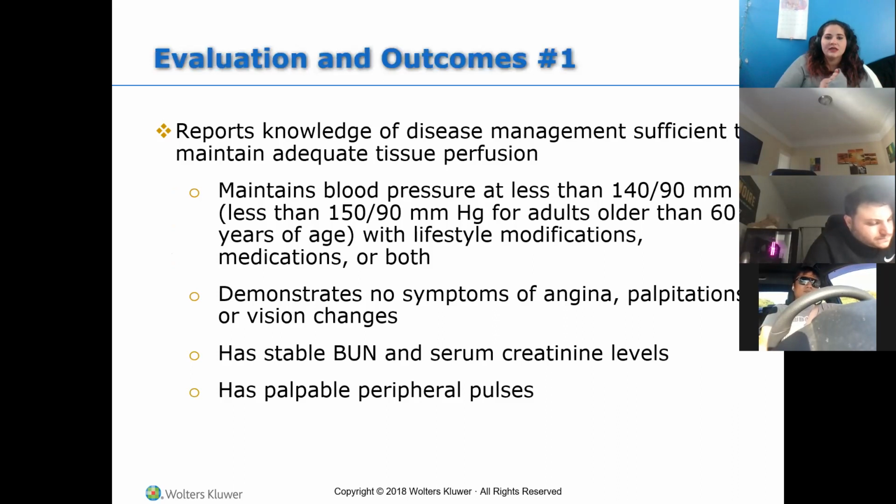Evaluation and outcomes. Reports knowledge of disease management sufficient to maintain adequate tissue perfusion. Maintains blood pressure at less than 140/90, less than 150/90 for older adults, with lifestyle modifications, medications, or both. Demonstrates no symptoms of angina, palpitations, or vision changes. Has stable BUN and serum creatinine levels. And has palpable peripheral pulses.